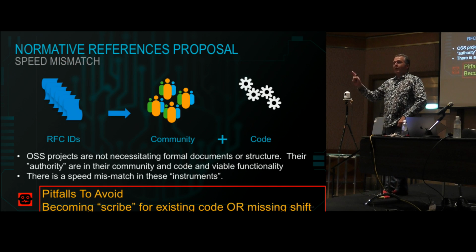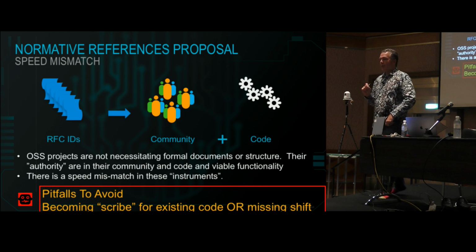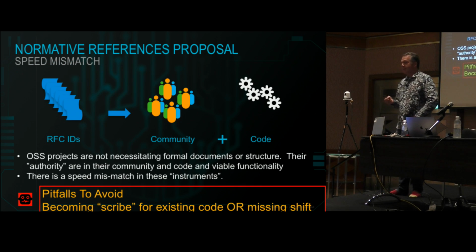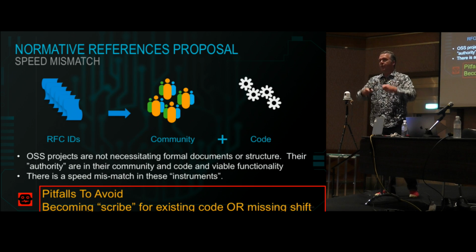A draft was recently put out on how to normatively reference an open source community from that draft. I've talked with those authors at least, and there's a number of pitfalls to avoid. One is that you're chasing behind the code trying to document what it actually did. That is a very challenging path. And realizing that open source projects aren't necessitating standard structured documentation, every community can choose the level, quality, and structure of those documents as they like, because the code is the documentation.